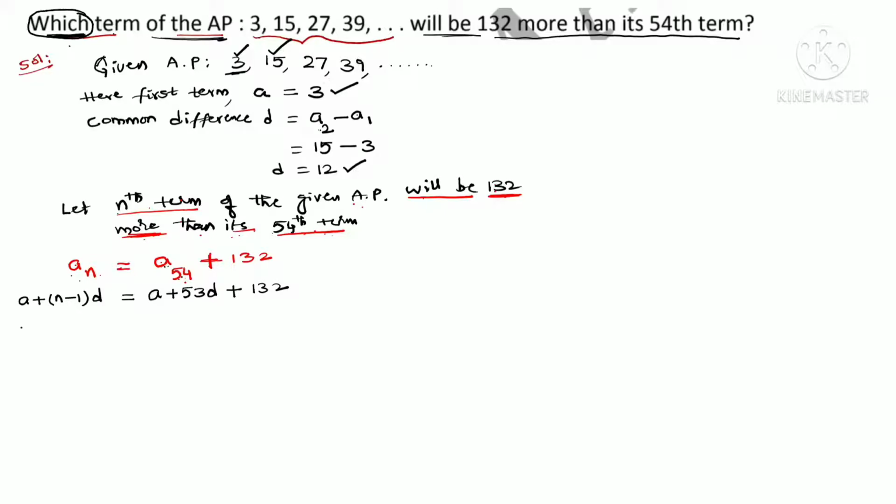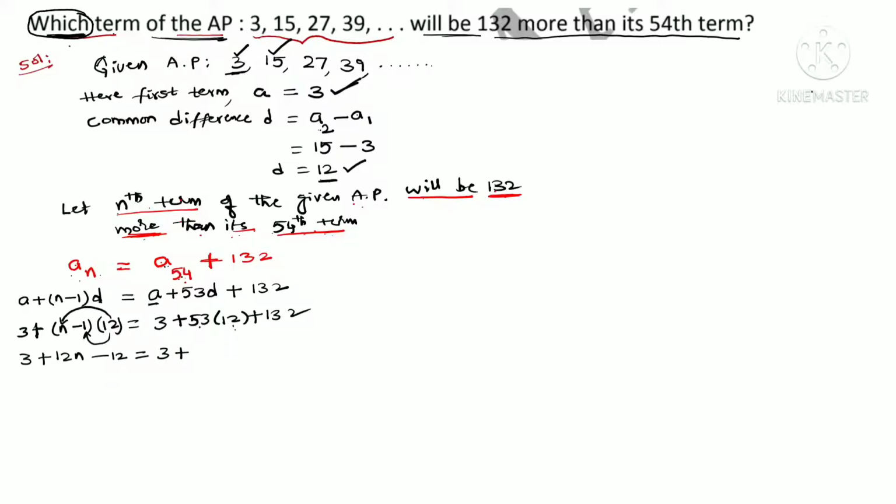So A value is 3. So here 3 plus n minus 1. N value we don't know, that is why n minus 1 into D. D value is 12. This is equal to A54, where A value is again 3, plus 53 into D. D value is 12 plus 132. Next step, 3 plus 12 into n is 12n, 12 into minus 1, that is minus 12, is equals to 3 plus 12 into 53 plus 132.